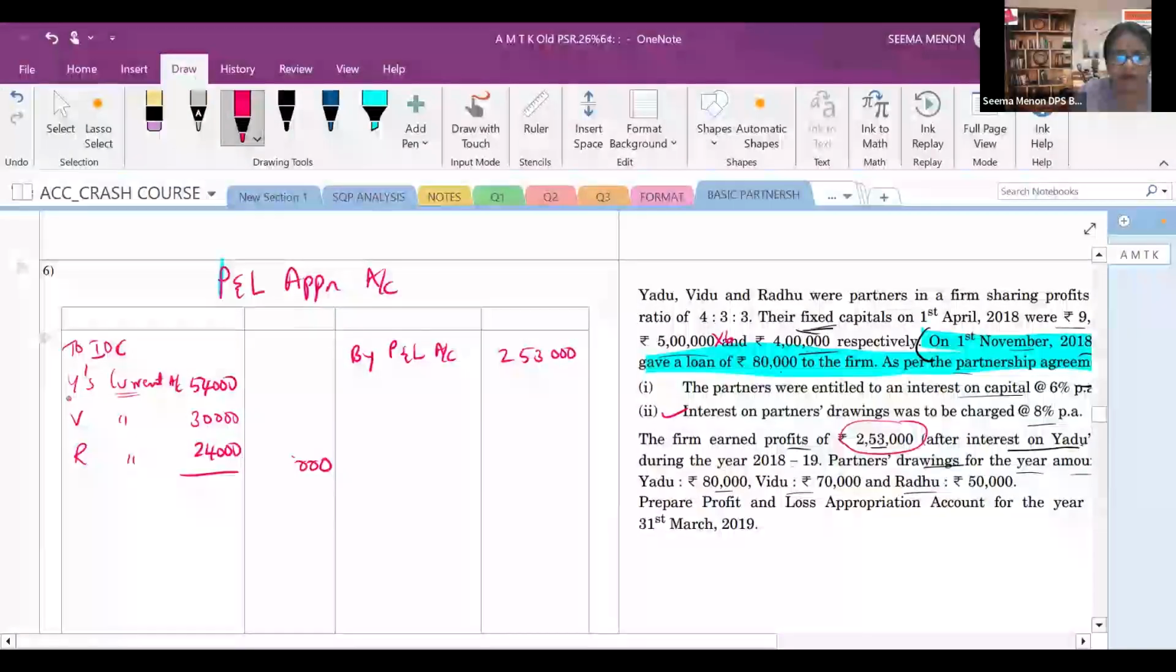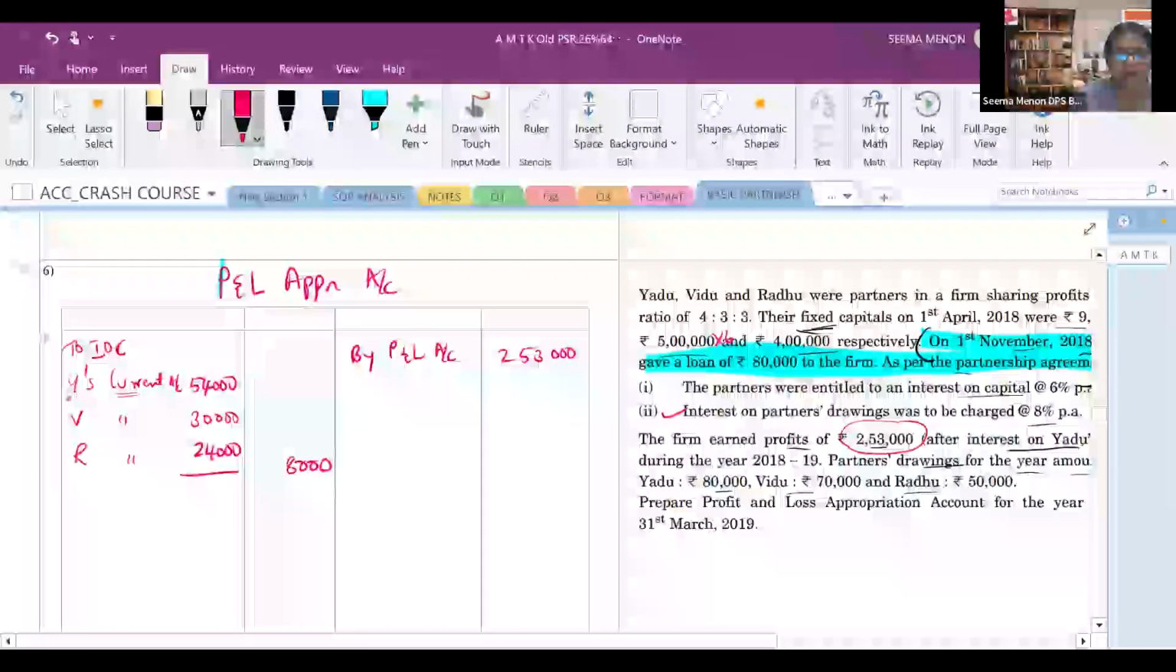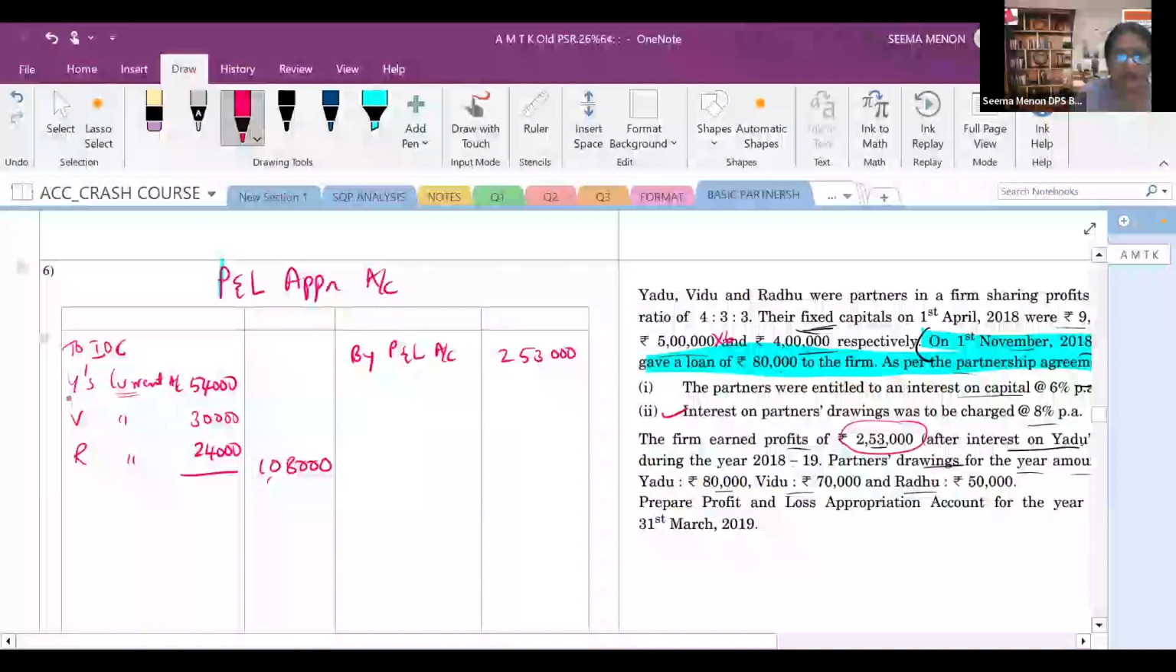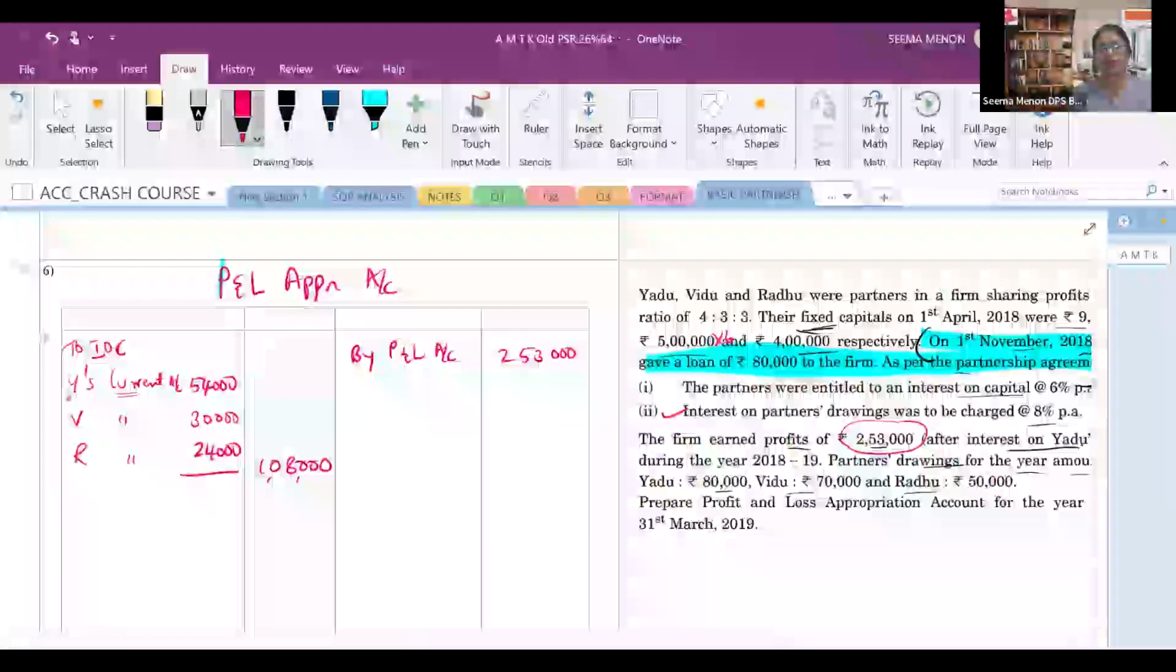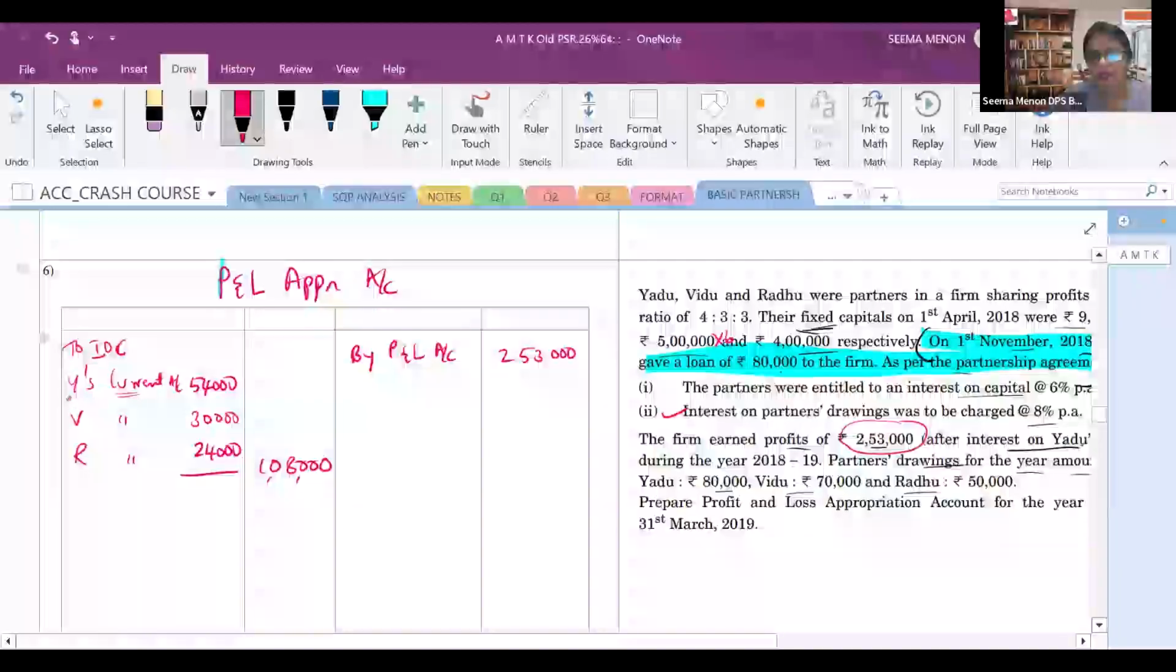Now you will add this total, then you will write it. So what is the total? 4 plus 4, 8. 3, 2, 5. 5 plus 5, 10. So that is 1,08,000 you got. Now we are moving to the second point.